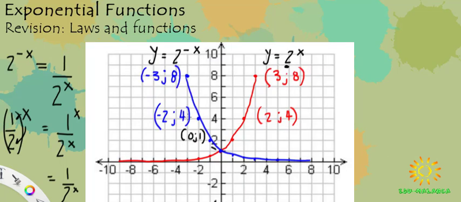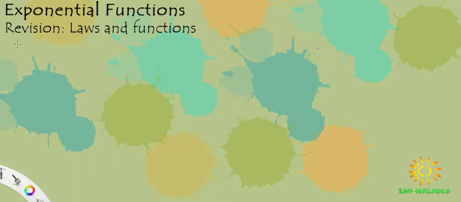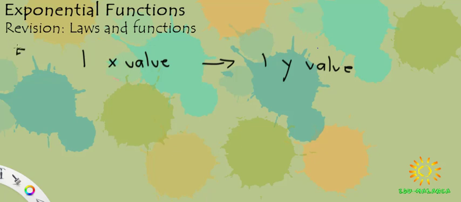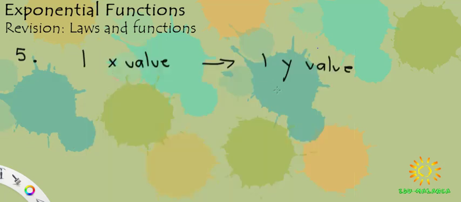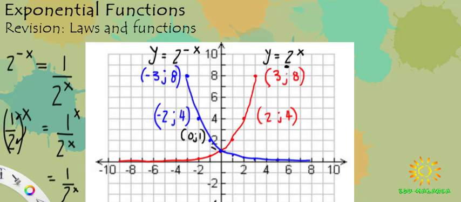The last observation that we can see, which is relevant to all these functions, is that when you have one x value, that x value has only one y value. And this is the fifth observation. So when you have one value of x, it goes with one value of y. For example, -3 goes to 8 only. There's no other values that correspond with a domain of -3. And so these are all the observations that we can make from looking at this exponential function.